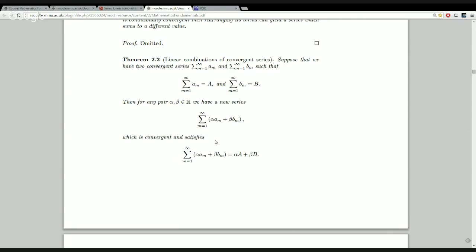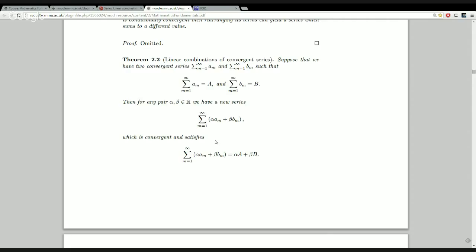So here's theorem 2.2. And we go to the proof because it's possible to give a nice, fairly quick proof of it. So let's look at the statement. If you look at the statement in your notes, theorem 2.2 on page 13, it says, suppose we have two convergent series. We've got a series A_n, A1 plus A2 plus A3, and a series B_n, B1 plus B2 plus B3, and we suppose that we know that they converge.